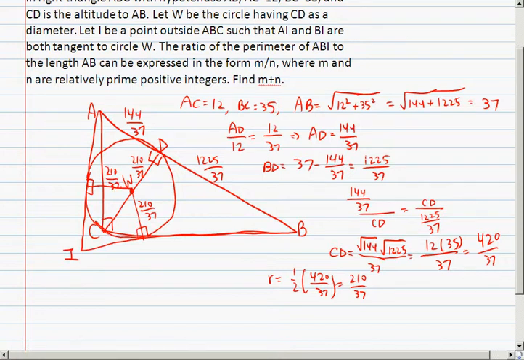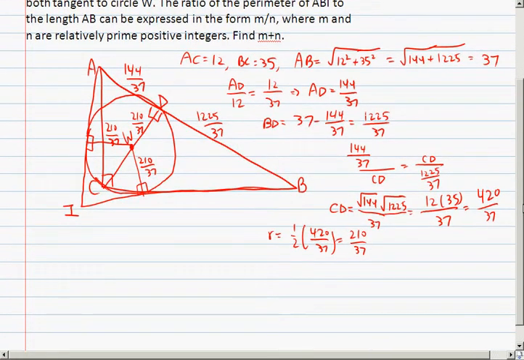Now, next, by the tangent segments theorem, we know that the segments connecting a point outside of a circle to the tangent points on the circle are congruent. So that means this segment here is also 1,225 over 37, and this segment here is also 144 over 37. Now, let this unknown length over here be x. And by the tangent segments theorem, this unknown length here is also x.